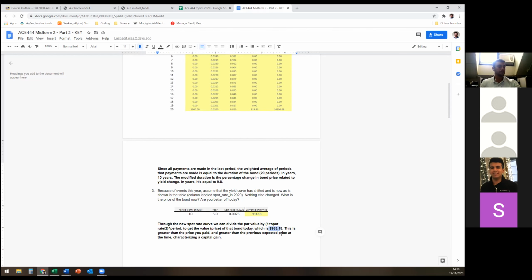So that's good too. So if you calculated what would be the price if the spot rate curve of 2015 had been stable or had been today's, and then compared to what this is actually today, then you could tell, okay, I'm really better off because it was even greater than what I expected. So that was what we were looking for here.